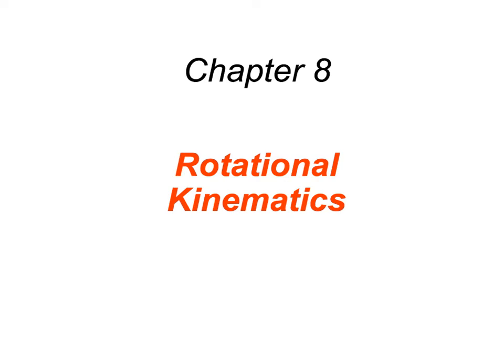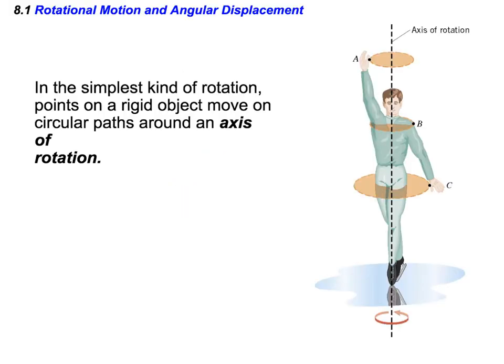In this video, we're going to begin Chapter 8, where we're going to look at rotational kinematics. You should recognize that word kinematics from the very first unit we covered when we studied motion. Well, all of that motion was linear kinematics. Now we're going to look at rotational kinematics. So the objects are going to be rotating, not just moving translationally. The simplest form of rotation is a rigid object that moves in circular paths around an axis of rotation.